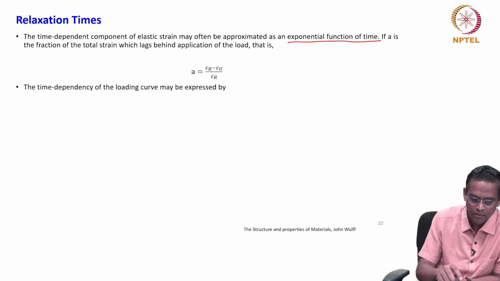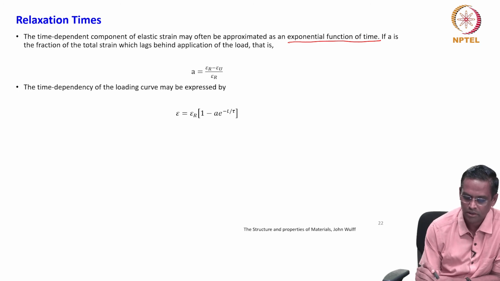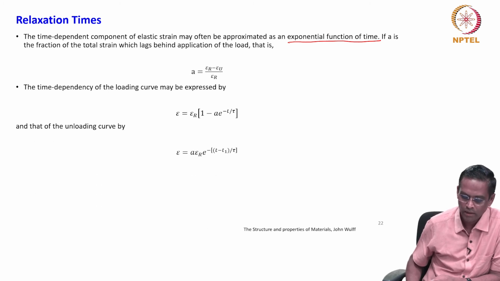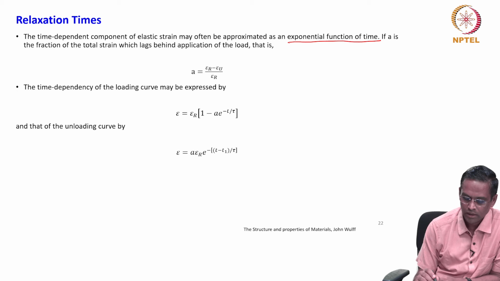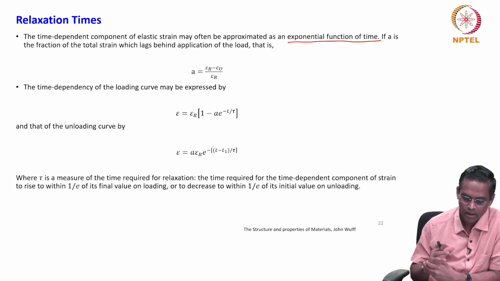The time dependency of the loading curve may be expressed by this expression: epsilon is equal to epsilon R times 1 minus A into e to the power minus t by tau. This is for the loading. For unloading, epsilon is equal to A times epsilon R into e to the power minus [t minus t1 divided by tau]. This is for unloading. Okay.